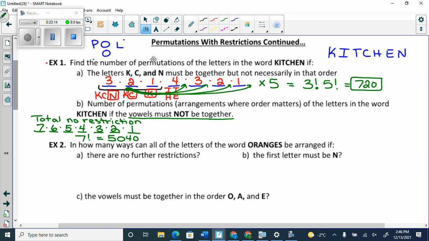So if I take the total, no restrictions, and I subtract off the vowels together, I'm left with all the cases where the vowels are not together.